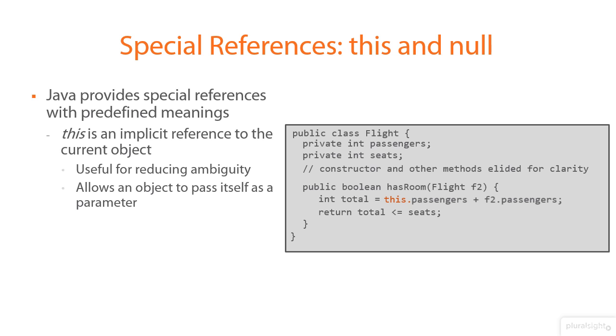There are other cases where maybe we had a local variable that had a name collision with a member field. We could also use this to disambiguate that. We'll see an example of that shortly later in this module.